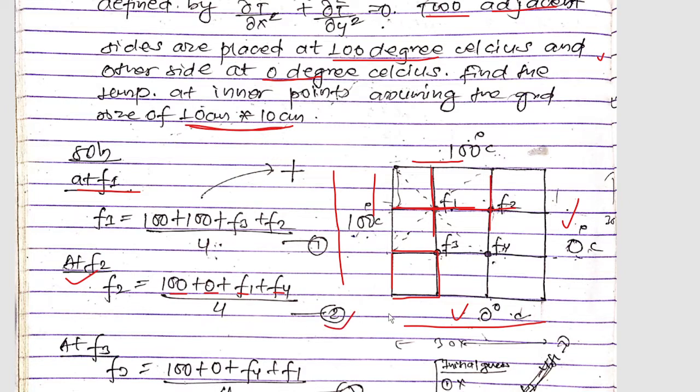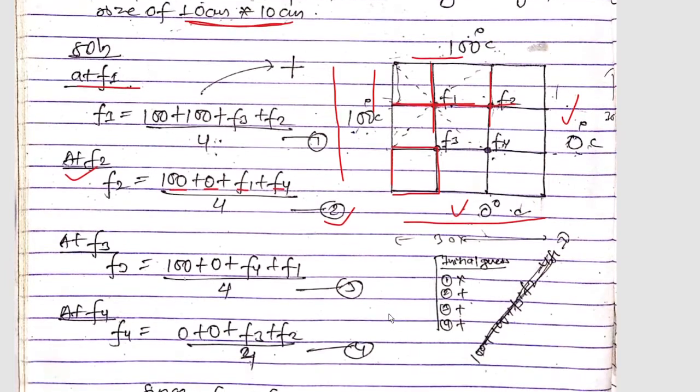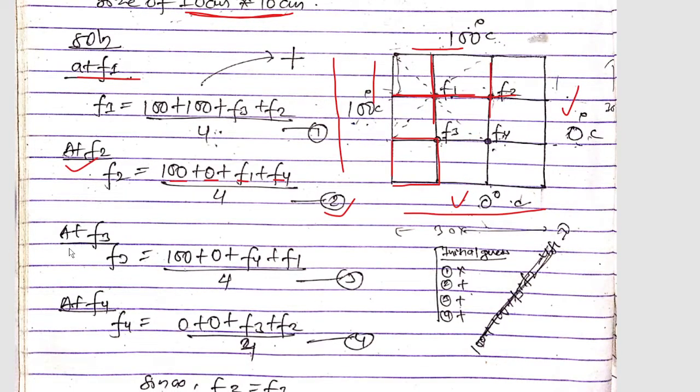Similarly, we can see at f3 we will again use the same plus pattern. At f3 this side is 100, plus this side 0, plus this side f4 and this side f1. So at f3 we have 100 plus 0 plus f4 plus f1 upon 4. So this is equation 3.